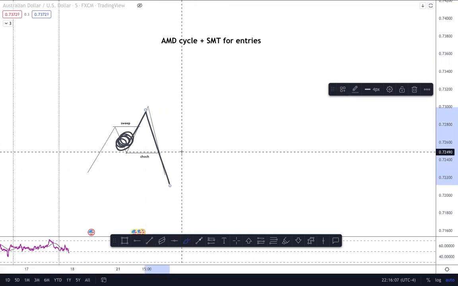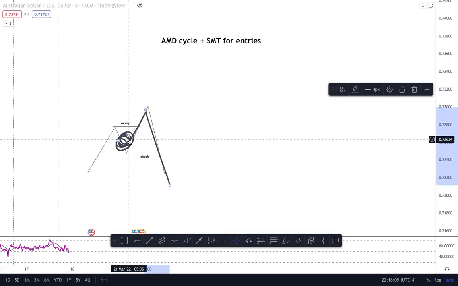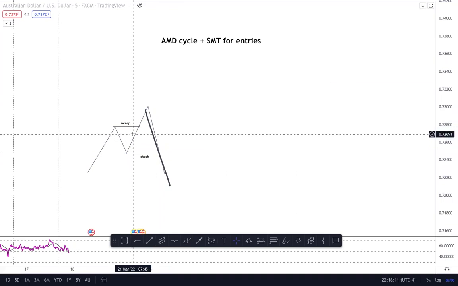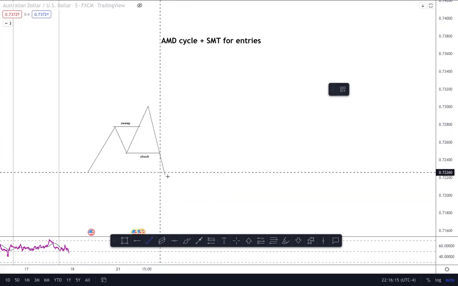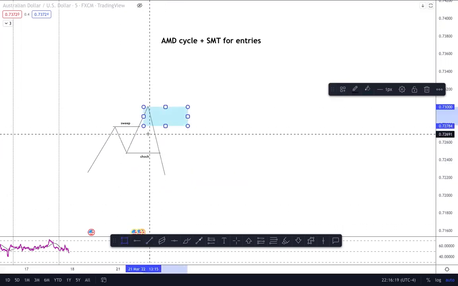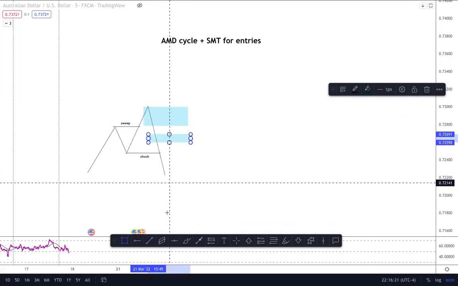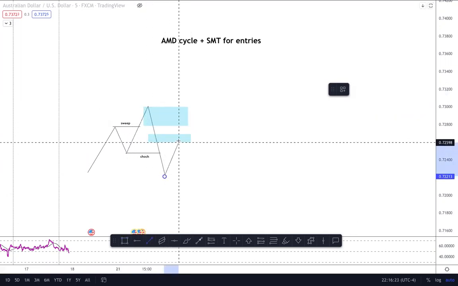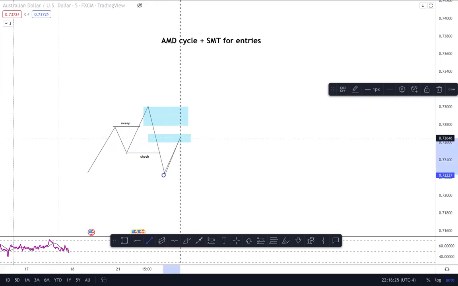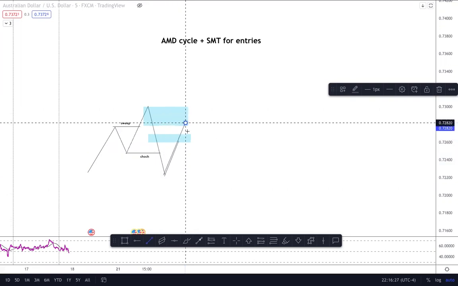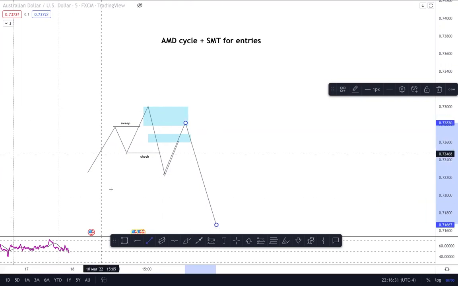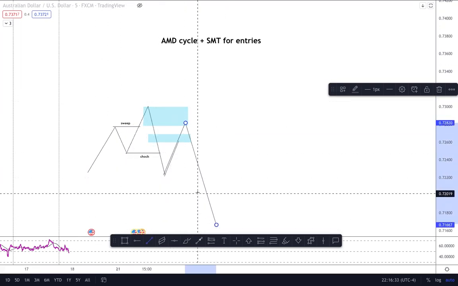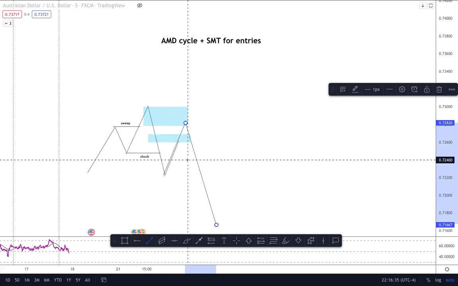But how do we enter something like so? How are we able to catch these types of moves in the market? Well, it's actually very simple. Once we have this change of character, all that we're looking for is some sort of refinement within this area here for price to come back up, right here, and pretty much continue that cycle. So this is the basics of what the AMD cycle is.